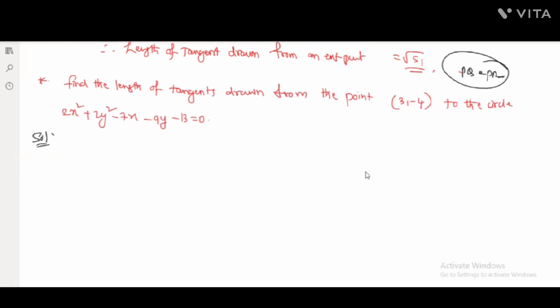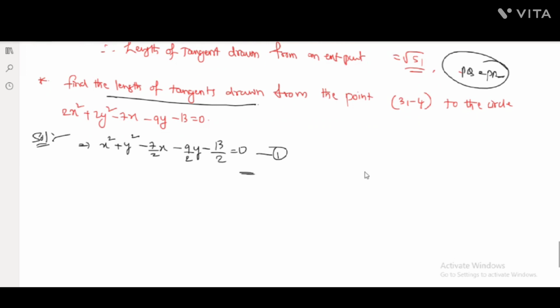So let's see this question. Here we need to find the length of the tangent. We know the formula is root S1. Before solving the problem, it's always better to make the x square and y square coefficients 1. So you'll get x square plus y square minus 7 by 2 x minus 9 by 2 y minus 13 by 2 is equal to 0. From (3, -4) we draw tangents to this circle, and we need to find the length of the tangent.